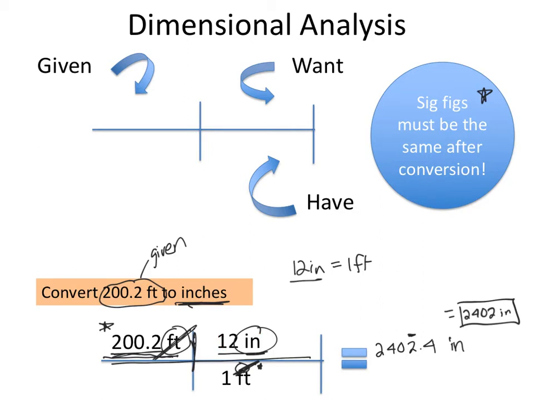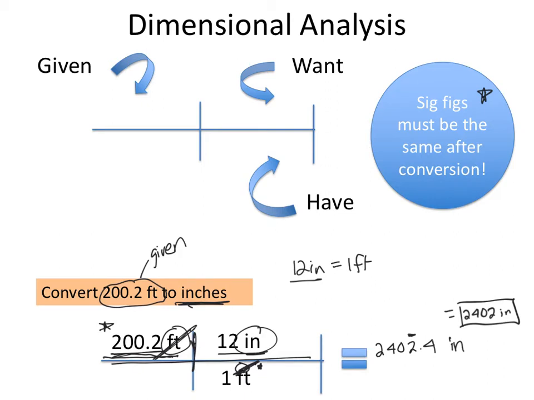Now, some of you may be asking, why don't we use the significant figures from the conversion factor? Guys, listen. The conversion factors are not measured values. They are not being dictated by the precision of an instrument. They just are. So we never use conversion factors to determine significant figures. We only use measured values.